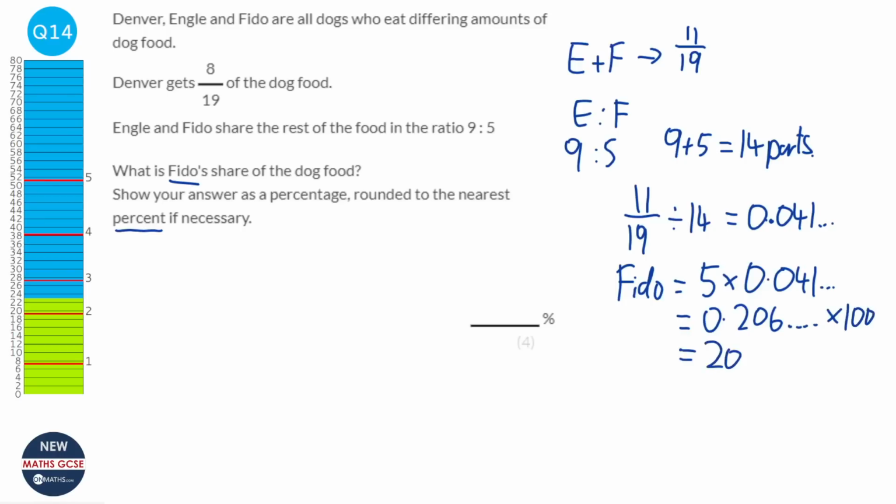So we have 20.676 percent, and it wants it rounded to the nearest percent, so that would be 20%. Or actually it would be 21%, because this would round it up, so 21%.